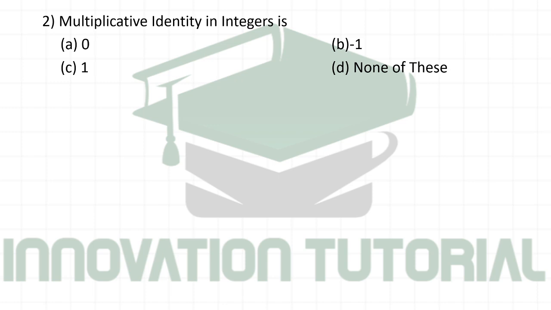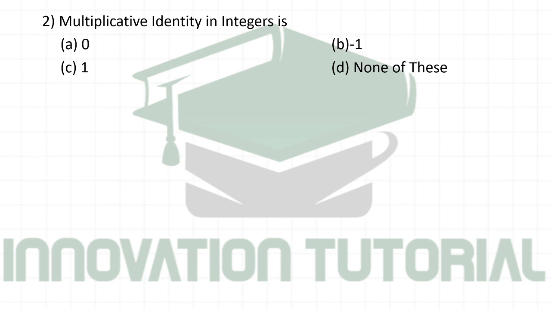What is the multiplicative identity in integers? So Navraj Singh is saying 0. Preet Jat is saying 0. Anyone else who can answer it? The multiplicative identity in integers. First of all, let me tell you what a multiplicative identity is.